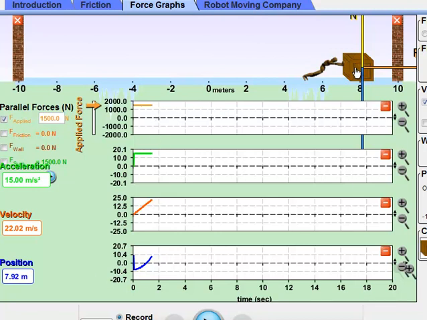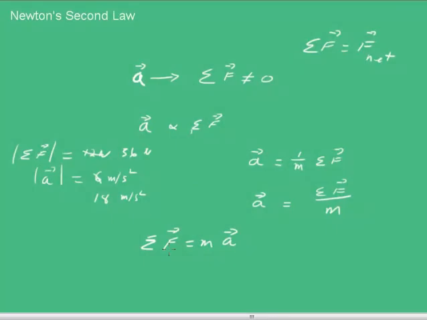So we could change a few parameters here so that we can take into account friction, but we'll do that later on. So I hope this gives you at least an initial idea of what Newton's second law is all about. Let's take a second look at this expression here.